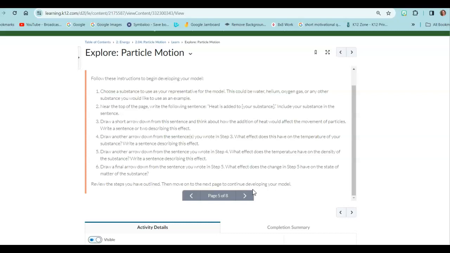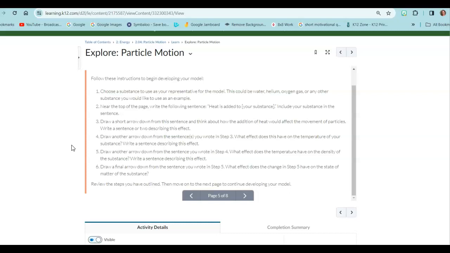So near the top of the page, write the following sentence: Heat is added to, and then insert your substance name, and include your substance in the sentence. Very easy. So that's right under your title. You're going to draw a short arrow from this sentence. You may not put it right under the title. May start it over a little more to the left. Draw a short arrow down from this sentence and think about how the addition of heat would affect the movement of particles, and write a sentence or two describing this effect.